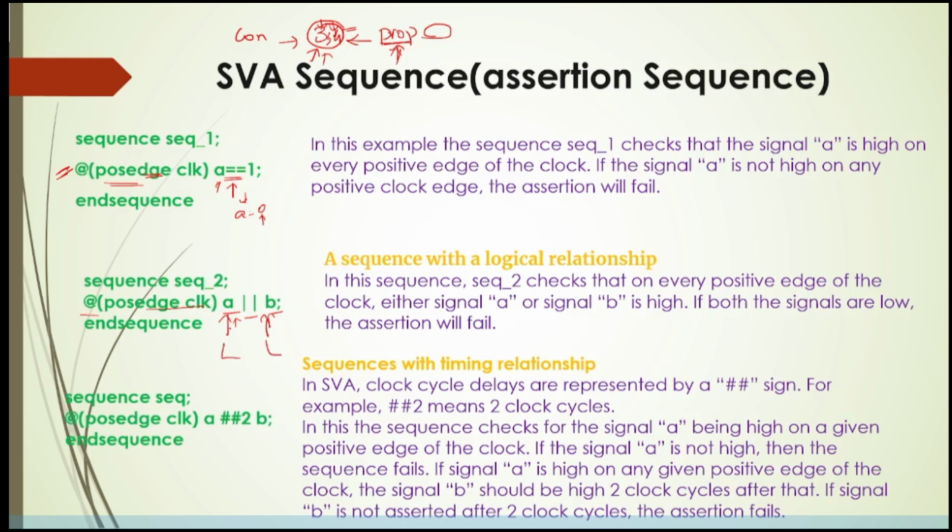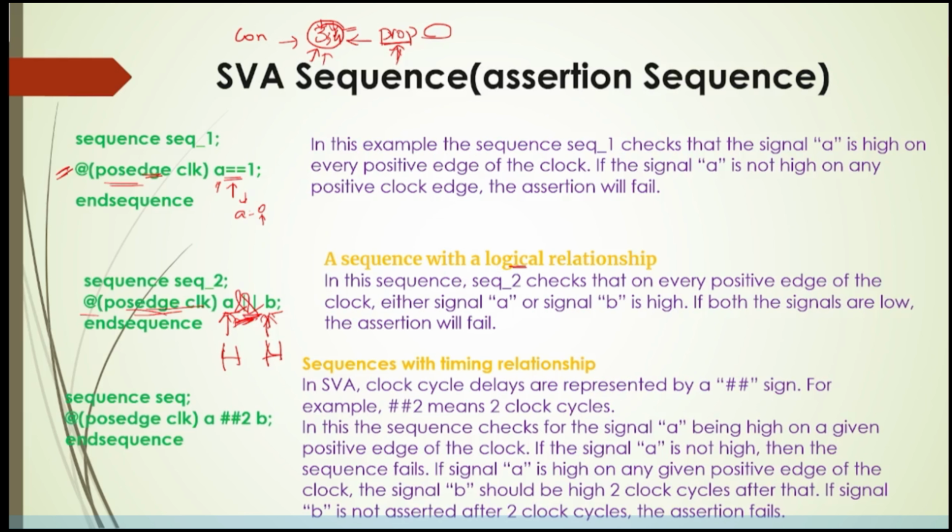Got it? So if you want both the inputs to be high, then what you'll do? Instead of or, you'll keep the AND operator, so that for every passage of clock both a and b should be high. If both a and b are not high, then the assertion will fail. In this way the assertion will happen, right? If both signals are low, then the assertion will fail. Got it? Now for the same thing, this is how you will be using the logical operators here, a sequence with a logical relationship, like the or operator, and operator, negation.